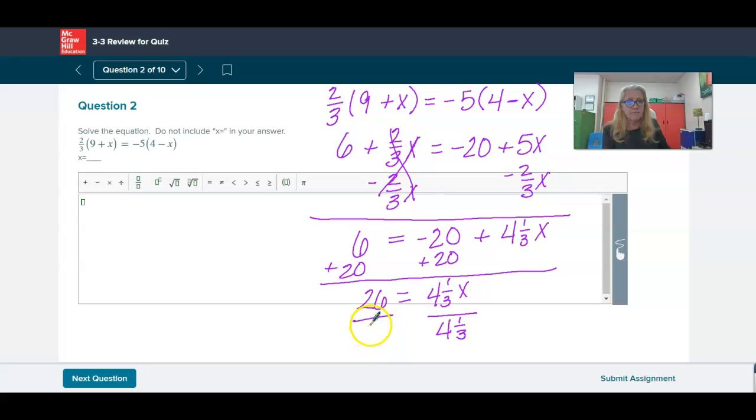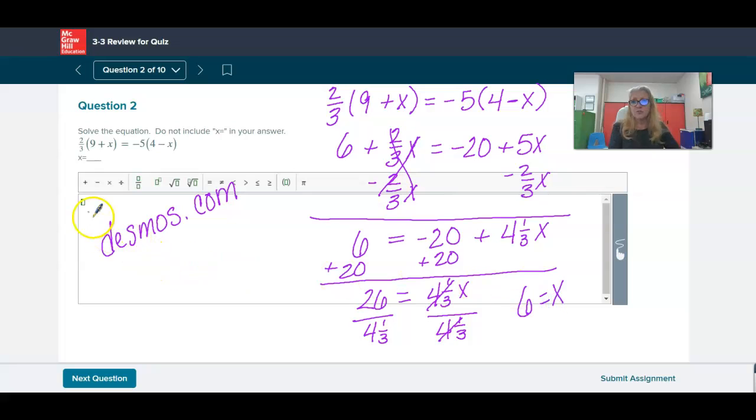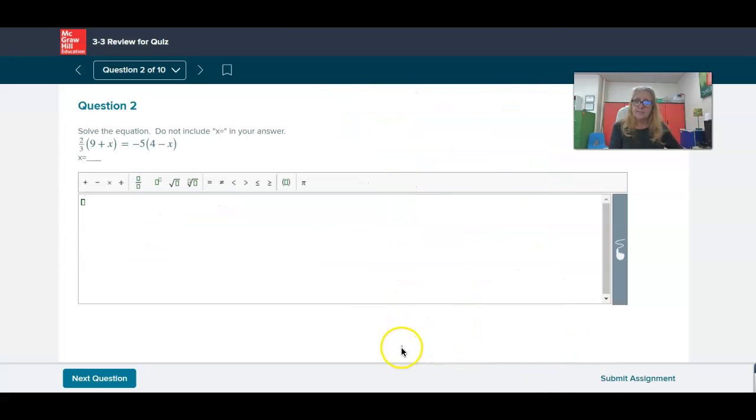And here's where a TI-30 calculator ideally would be handy. If you don't have a TI-30 calculator, remember, if you go to desmos.com, that's DESMOS, and click on the scientific calculator, you can do fractions, okay? 26 divided by 4 1/3 is 6. So we have that x is 6, and you would just type a little 6 over here. So far, so good. Haven't screwed up yet. Let's see how this goes.